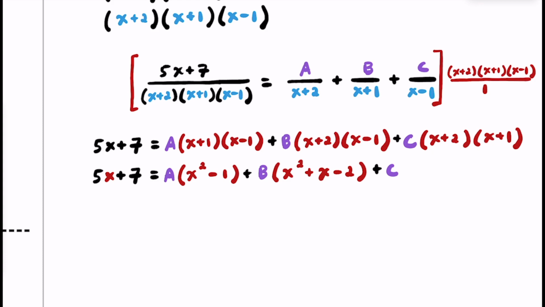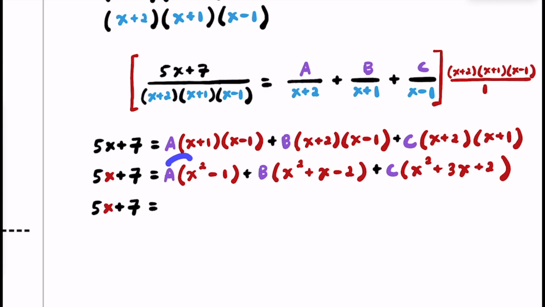So if we FOIL that, that's going to be x squared, and then x times 1 is x plus 2x. That's going to be plus 3x. And then 2 times 1 is going to be plus 2. All right, so this is what that's going to look like. All right, we're going to keep the left side the same again.